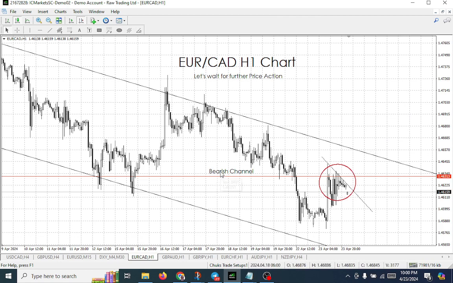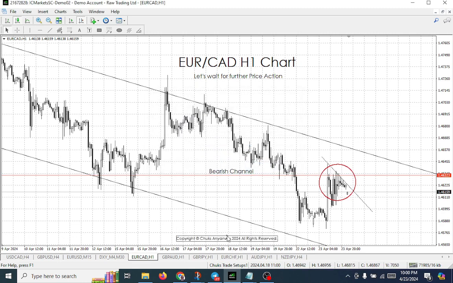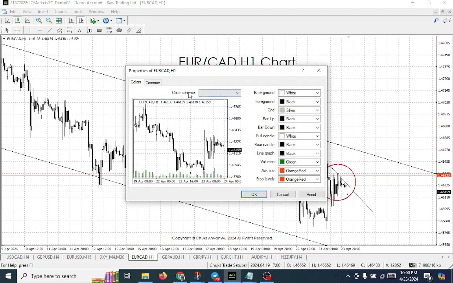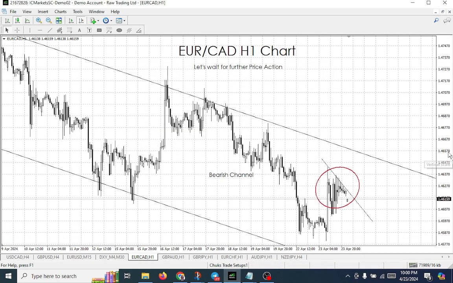Let's continue with what we're doing here. I want this to be 8. Okay. Smaller size. Okay, so this chart is properly marked up. I don't want to see this price action line, this price line, so I want to remove it. You right click, go to properties, come to common. I don't want to see the ask line. Okay, so I've removed it.